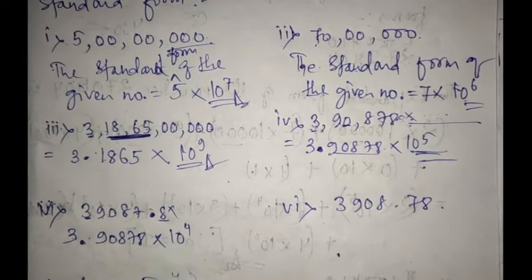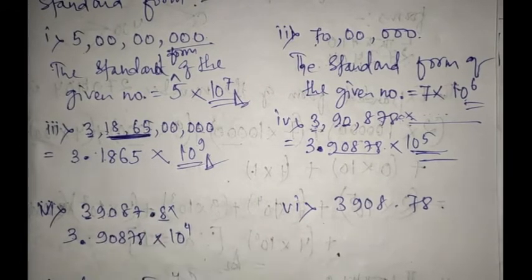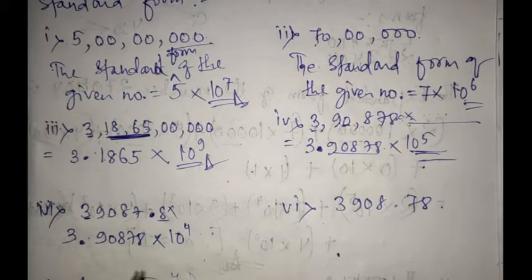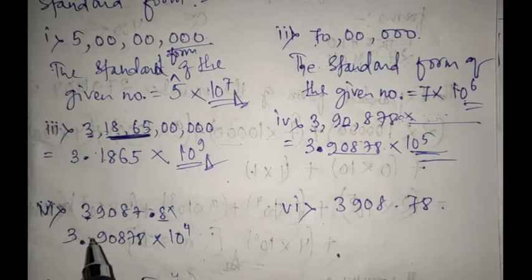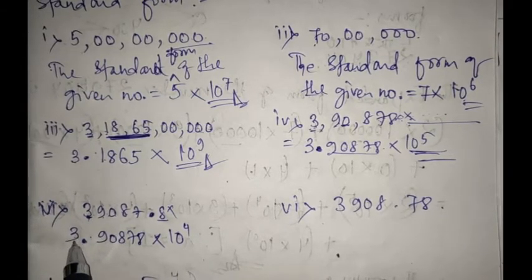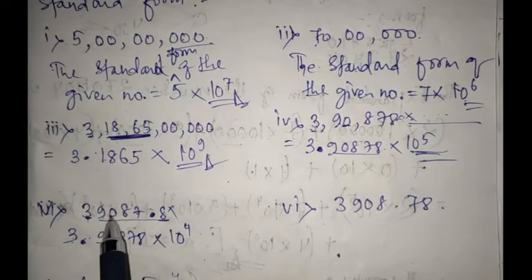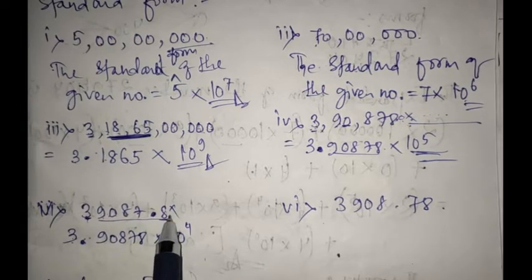Okay, I am repeating this part again. Most of the students get confused with this. So if you have a decimal already in the question, now that will create a problem. But don't worry. The first number at the extreme left corner, 3 is here. So first of all, you will write 3. Then you will put the point or decimal. Then you will write this whole number 90878. Alright. Now into 10 to the power 4.